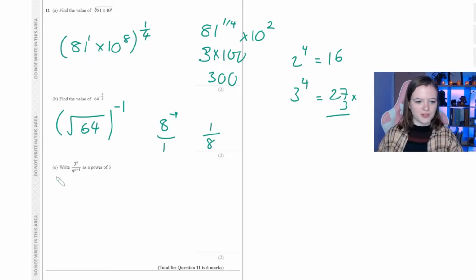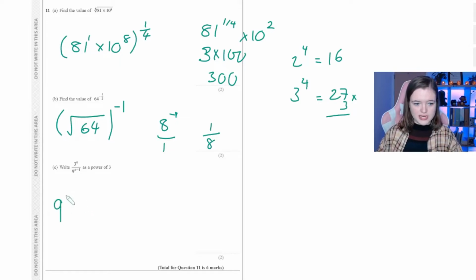And then question part C: write 3 to the power of n over 9 to the power of n minus 1 as a power of 3. Ooh, doesn't look very nice, does it? What I'm noticing first is that the top is already a power of 3, convenient. This one, however, is not, but it can be because 9 is 3 squared. Let's do that first. Let's convert 9 to 3 squared.